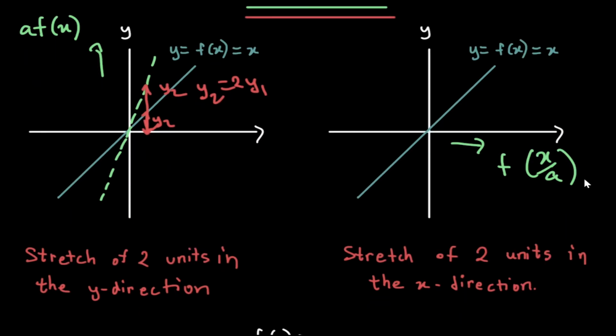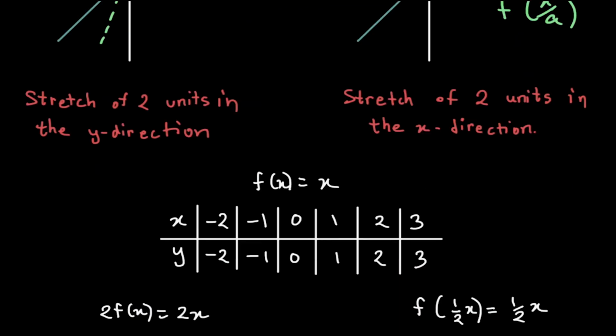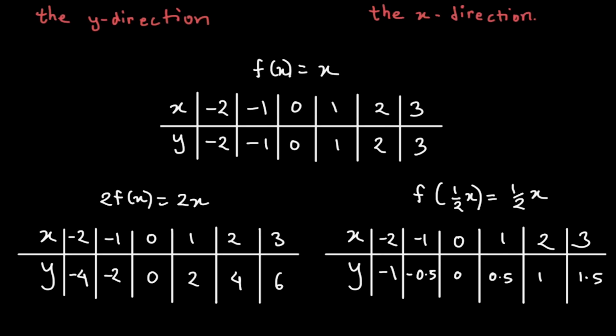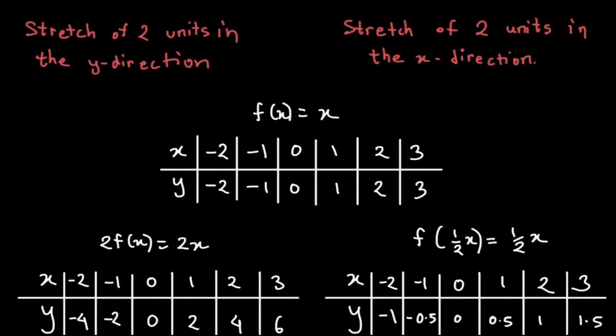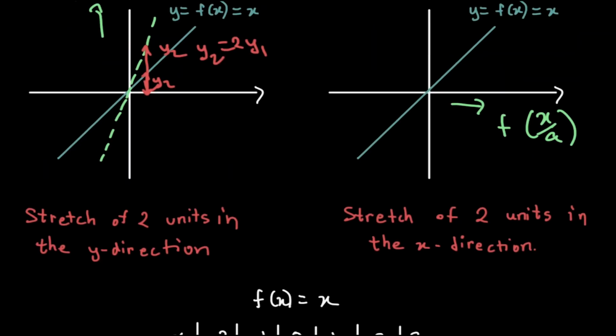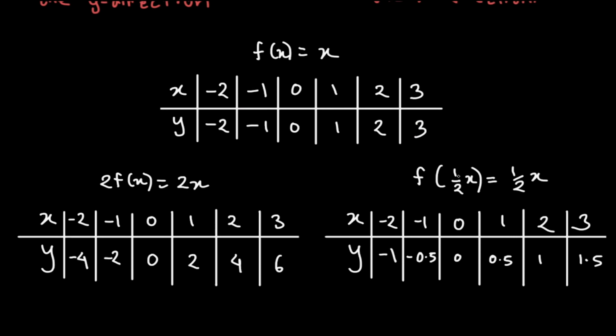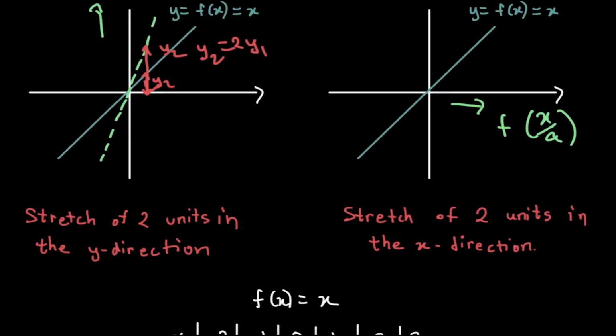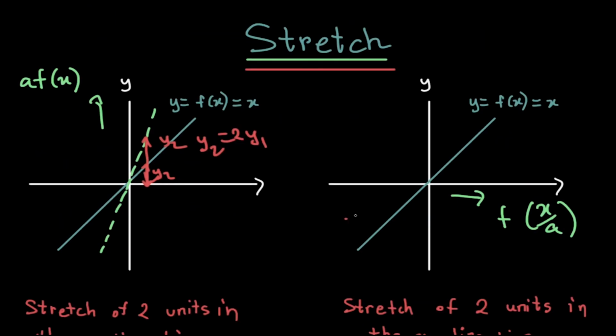Now, why f of x by a for the stretch in the x direction? Let's see the x and y values for f of half x. Here, it's half x because the stretch factor is 2, so we are dividing by 2, because we said the transformation is x by a. So it's x by 2, so it's f of half x. These are the x and y values, and if we plot these, this is going to result.